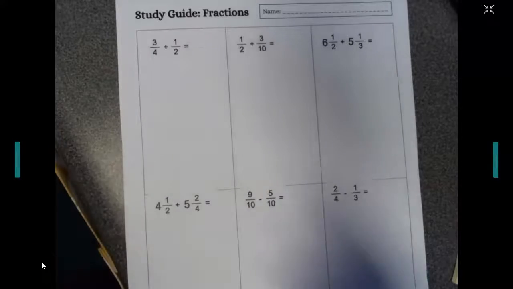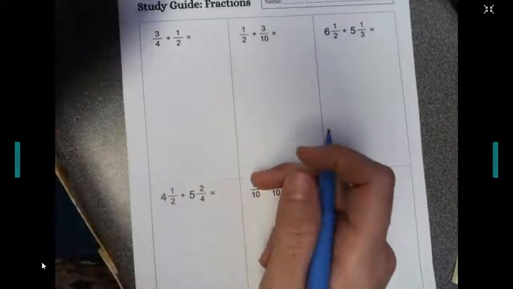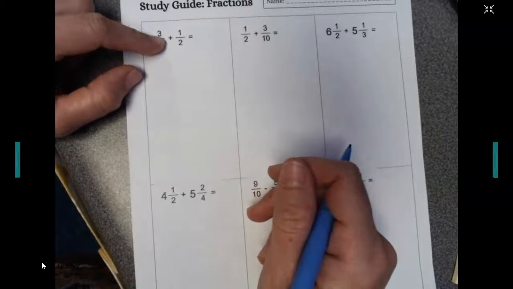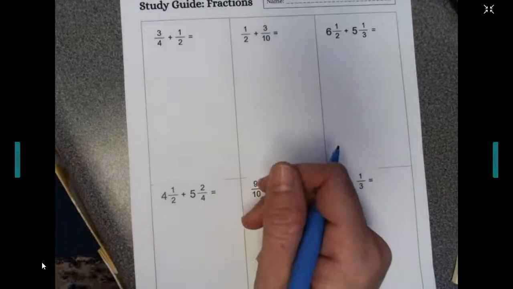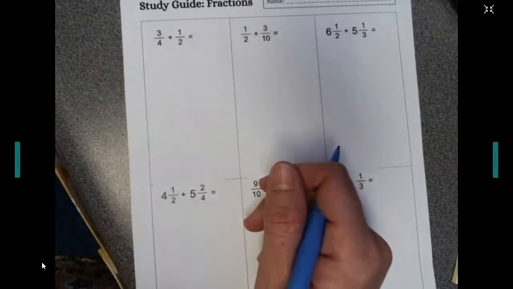Hey guys, this is the study guide for our fractions test. We're going to have addition, subtraction, multiplication, and division. So make sure you take notice of the sign. First thing, when we're adding or subtracting fractions, we have to have a common denominator.